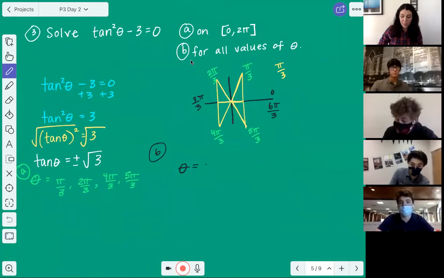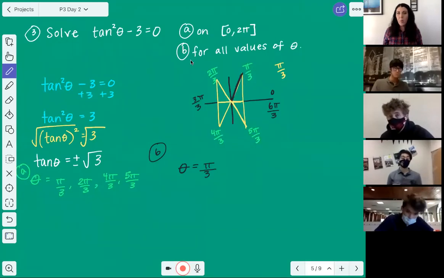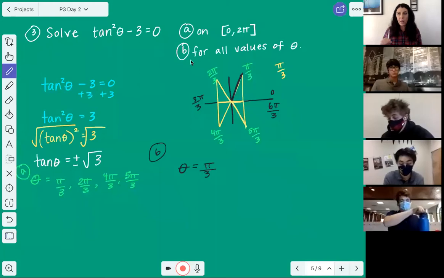So I'm going to include pi over 3, which is this angle right here. And I want to know if I can find another angle that's equidistant to that other angle and back to the next one. So that's kind of confusing.